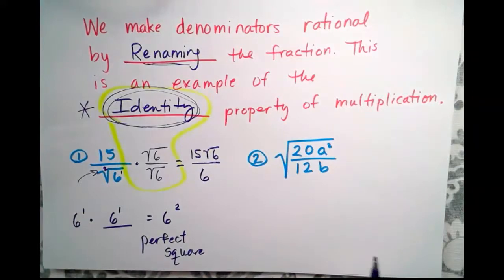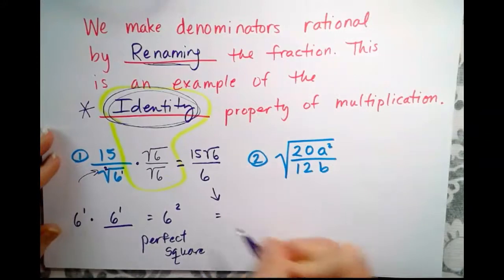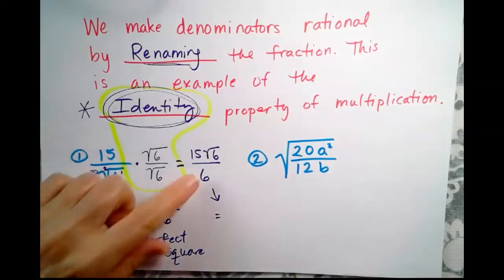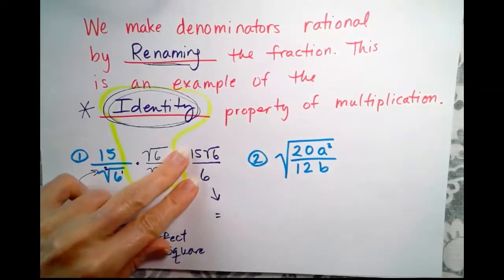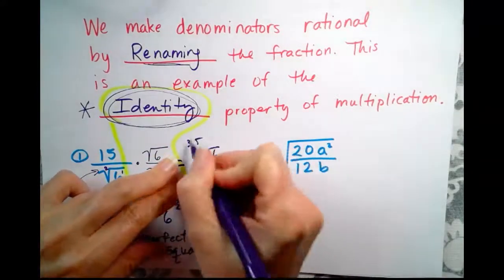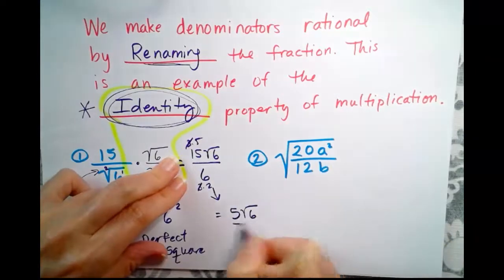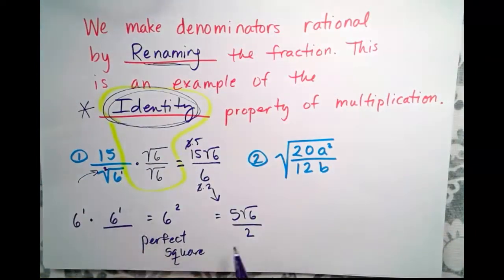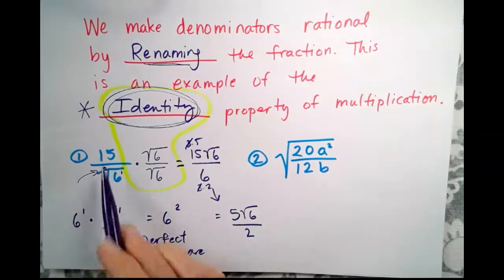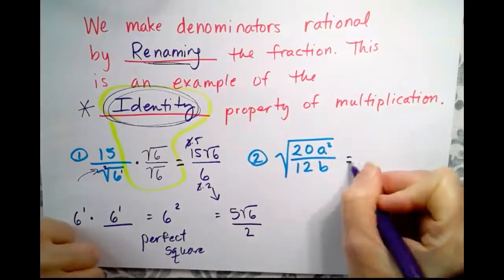But don't stop there. Let's be certain to simplify our fraction here. I'll move down and slightly to the right. 6 and 15 have a common factor of 3. This is 3 times 2. This is 3 times 5. Cancel those 3's. We end up with 5 root 6 over 2 for the simplified answer. So 15 over root 6 simplifies to 5 root 6 over 2. All right, let's keep going.